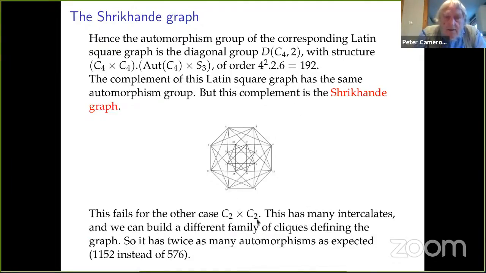It fails for the other case because the other case has many more intercalates, and you can actually build the semilattice out of the cliques entirely corresponding to intercalates. And so you get twice as many automorphisms as you expect.